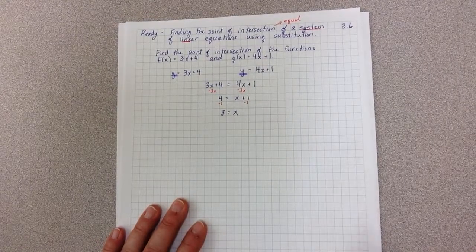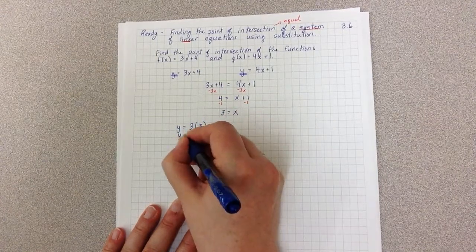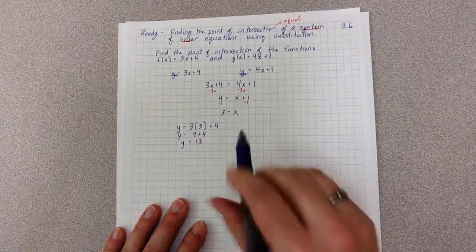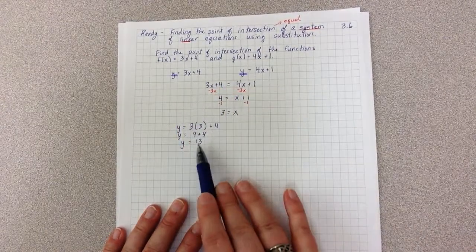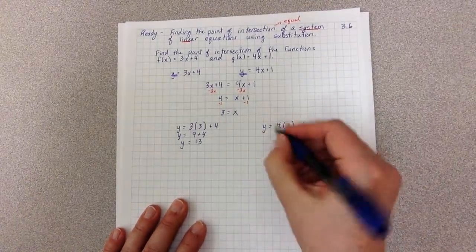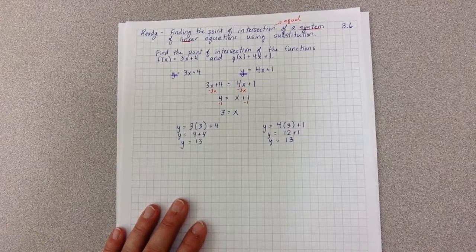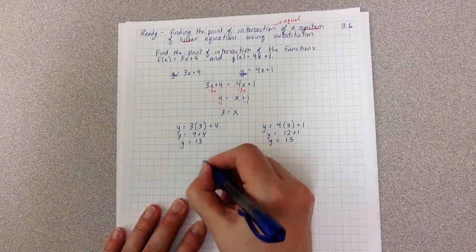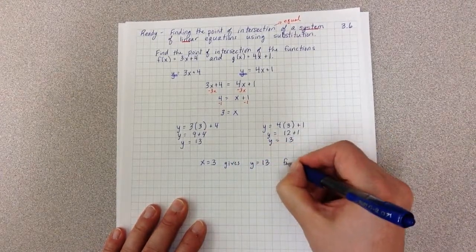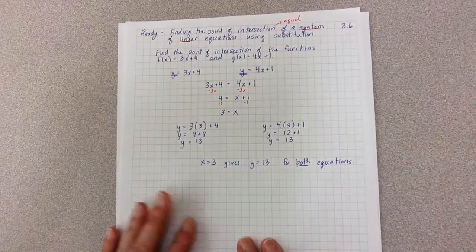So let's test that. Let's say we have y equals 3 times 3 plus 4, and we simplify this. 9 plus 4 equals 13. We're really hoping, since this is what we set up, that the y's were equal, that this y is going to be equal to this y. So I simplify, and I simplify. And lo and behold, I have that this x value, x equals 3, gives y equals 13 for both equations. And that's what we wanted. That's what we set up to begin with.